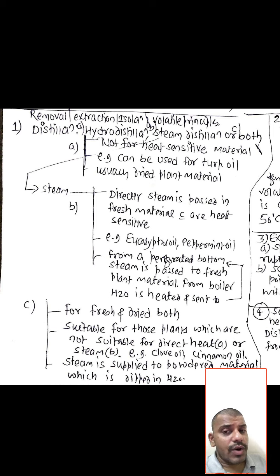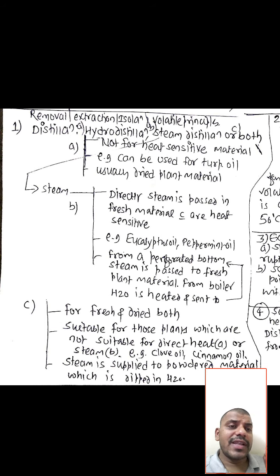It will be called hydrodistillation. If we go for steam, it will be called steam distillation, and if you are going for their combination, that is water as well as steam, it will be called hydrodistillation. So we will talk about first distillation. As we all know, we give heat in the distillation. Direct heat is given to the plant material. So this method is not useful for heat sensitive material. So it is not used for such type of material. Example, it can be used for turpentine oil and it is applied for dried plant material.